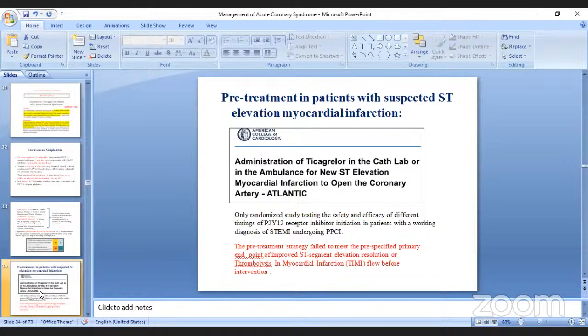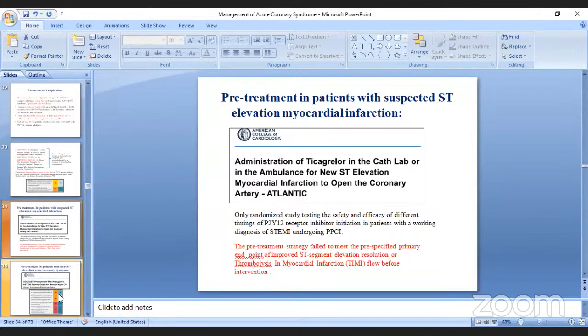Moving on to whether pre-treatment with antiplatelets is necessary in patients with suspected ST elevation MI. The ATLANTIC trial was the only randomized study which tested the safety and efficacy of different timings of P2Y12 receptor inhibitor initiation. The conclusion from that study was that the pre-treatment strategy failed to meet the pre-specified primary endpoint. That is, there was no improved ST segment elevation resolution, neither was there an increase in the TIMI flow, that is before the intervention.